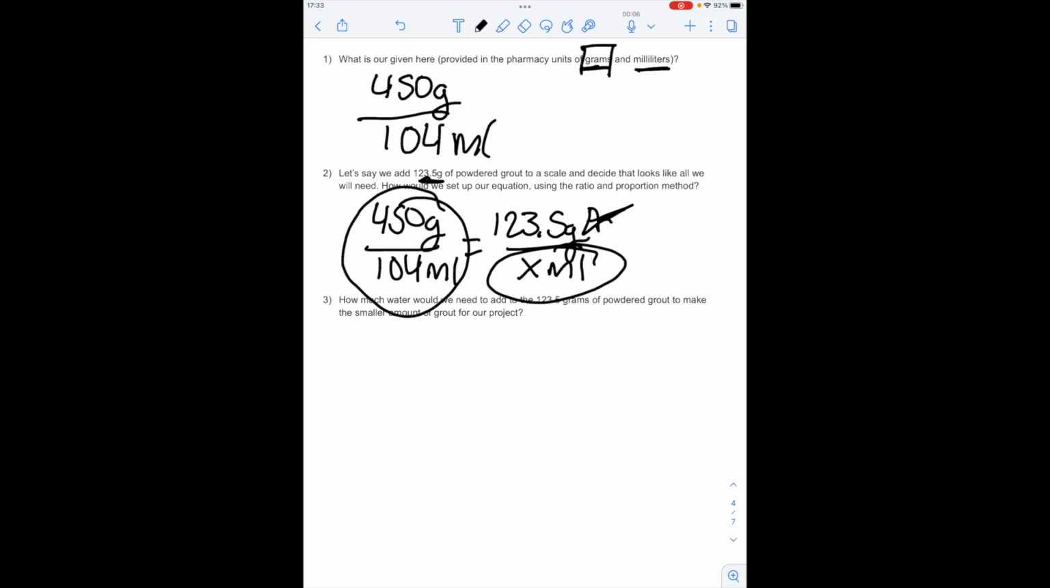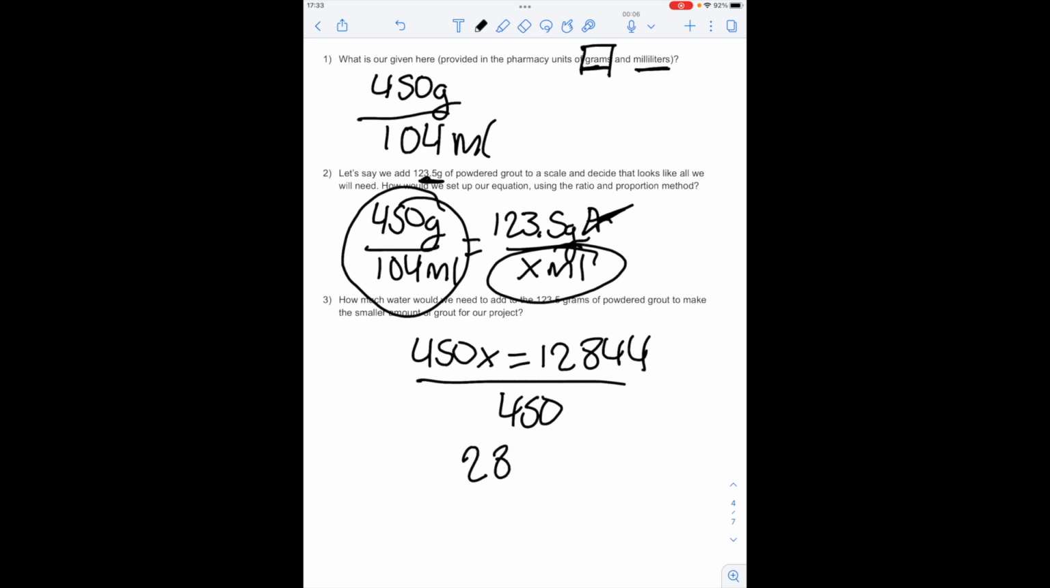Next, number 3 just asks you to solve the proportion that you have already set up in number 2. So let's cross multiply and solve for X. 450x equals 12844. Divide both sides by 450 to isolate x, and you get 28.5 milliliters. So that's how much water you need to add if you are only going to pick up 123.5 grams. So less than this.